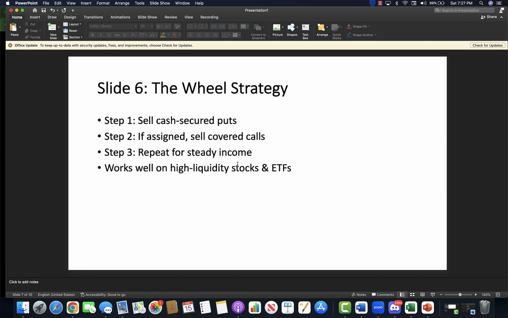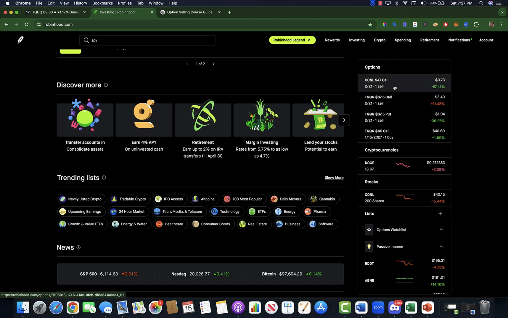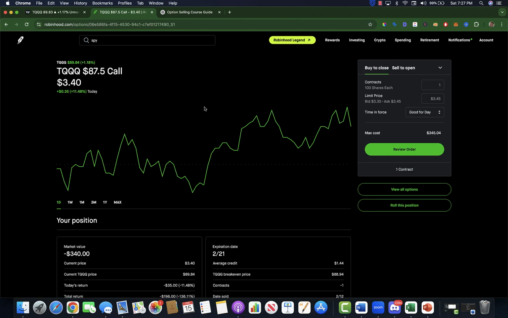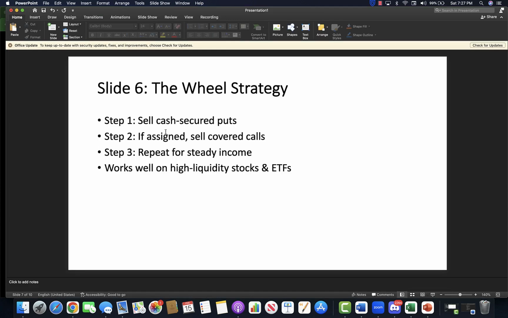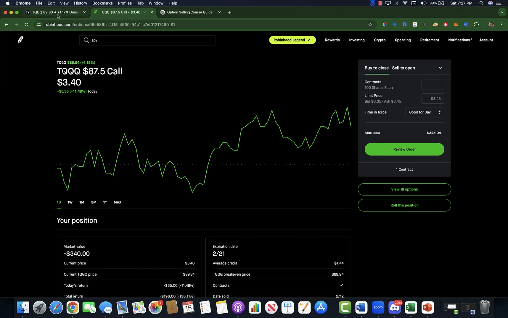So slide 6 is the wheel strategy, which is when you put it all together. You sell the cash secured put. So obviously I showed you guys that if it expired in the money, I would want to roll it. But of course, maybe you don't want to roll it. Maybe you just want to take on the shares, in which case you take on the shares and then you sell the covered calls and you repeat it exactly like a wheel. And of course, it works well on high liquidity stocks and ETFs. So you wouldn't want to do it on something like RGTI, which is a big mistake I made.